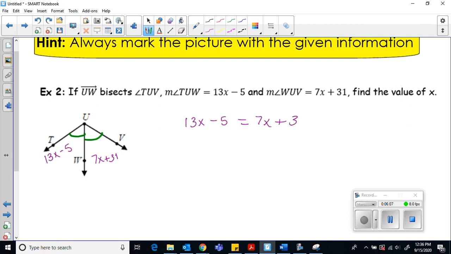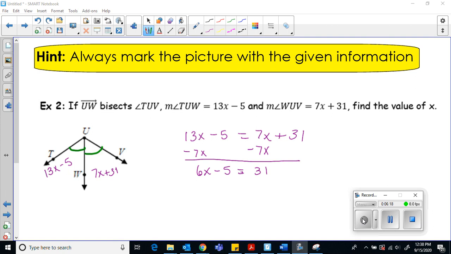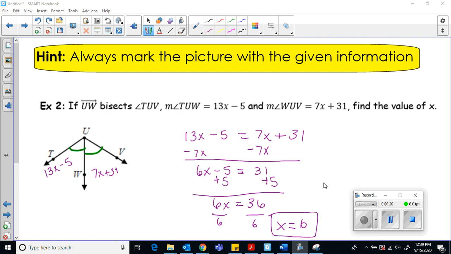And now we're just going to solve that. So we're going to get all the x's to one side, move the numbers to the other. So again, we've moved the x's to one side. And now we're going to move all the numbers to the other side. And so after solving, we found that x is 6.